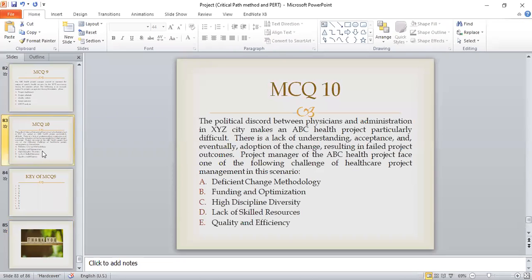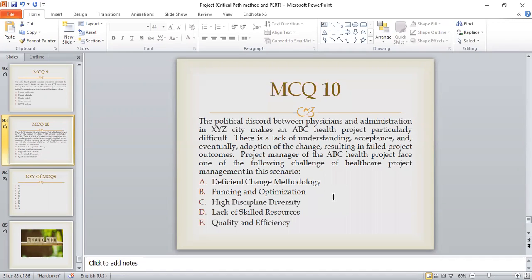MCQ 10. Critical discord between physicians and administration in XYZ city makes an ABC health project particularly difficult. There is a lack of understanding, acceptance, and eventually adoption of the change, resulting in failed health project outcomes. The project manager of the ABC health project faces one of the following challenges of health project management in this scenario: alpha, deficient change methodology; beta, funding and optimization; C, high discipline diversity; delta, lack of skilled resources; E, quality deficiency. What should be the challenge?